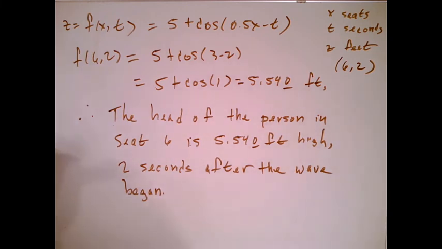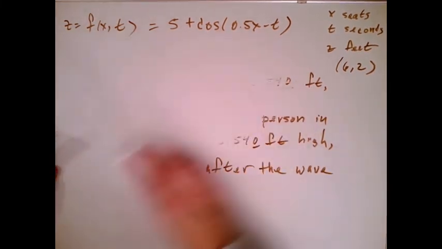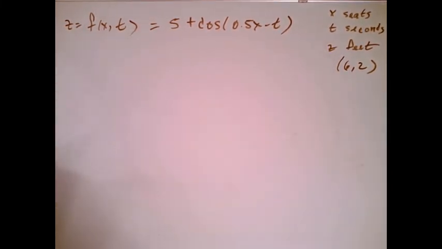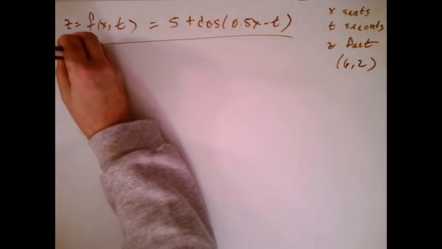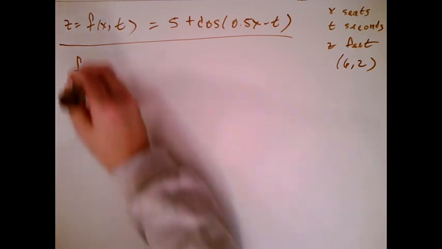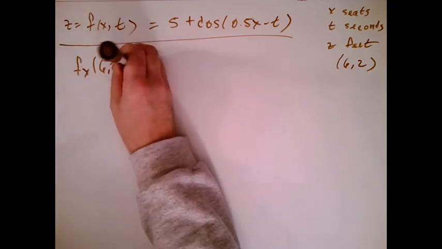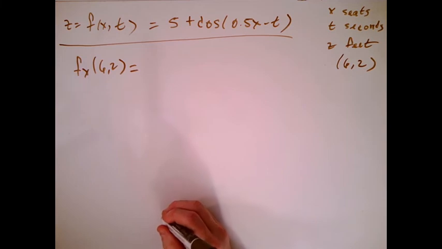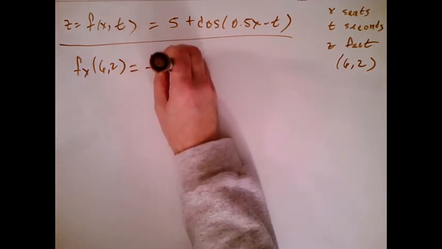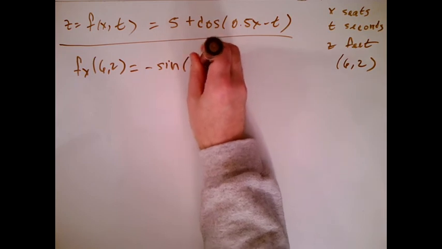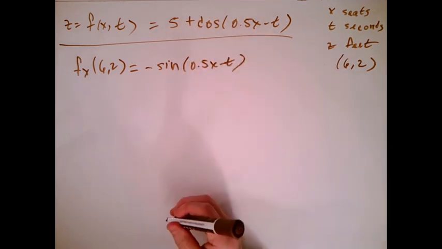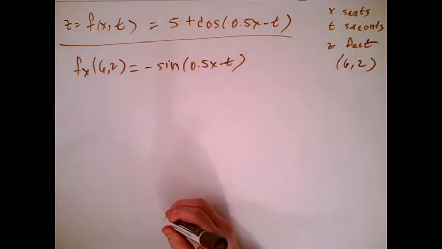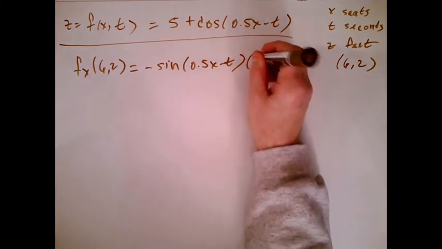Now this section is about derivatives, not about function values, so let's take a derivative, get a function value, and see what we can do with it. I'm going to take the derivative with respect to x first, and then plug in (6,2). If I take the derivative with respect to x, the 5 goes away. I get minus sine of 0.5x minus t, because this is cosine of blob. The blob is linear in x, and the derivative of t is going to be 0 when we take the derivative with respect to x. So we're just going to get 0.5.